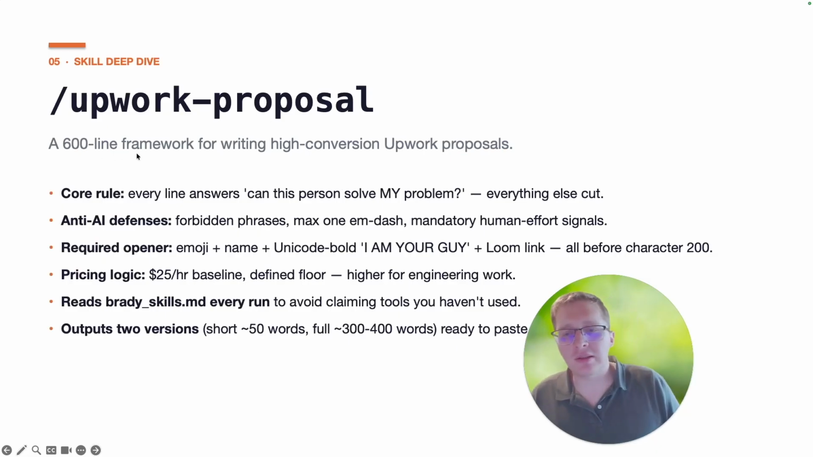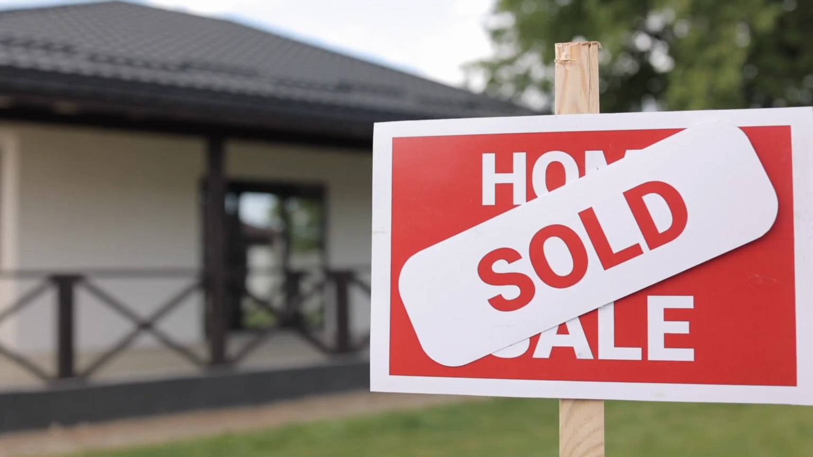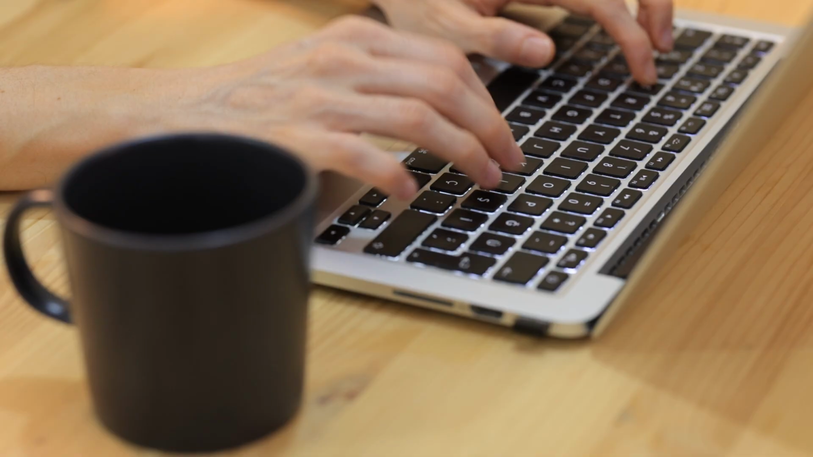So Upwork is a 600 line framework for writing high conversion Upwork proposals. So core rule, every line: can this person solve my problem, right? We want to focus on their problem. We don't want to focus on me. Anti-AI defenses. So I put in forbidden phrases, max 1 dash, because AI, especially Claude, puts in a lot of dashes. And so I'm trying to make it more personal. I'm trying to take out the 100% polished. I'm trying to make it look like a human actually wrote it.